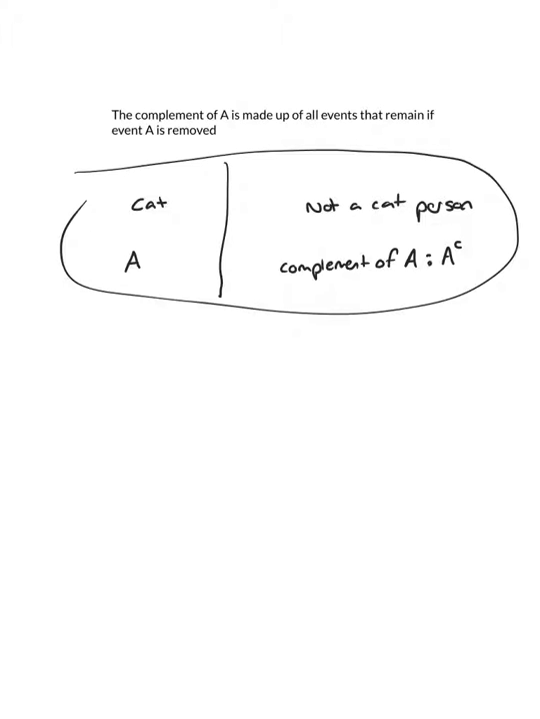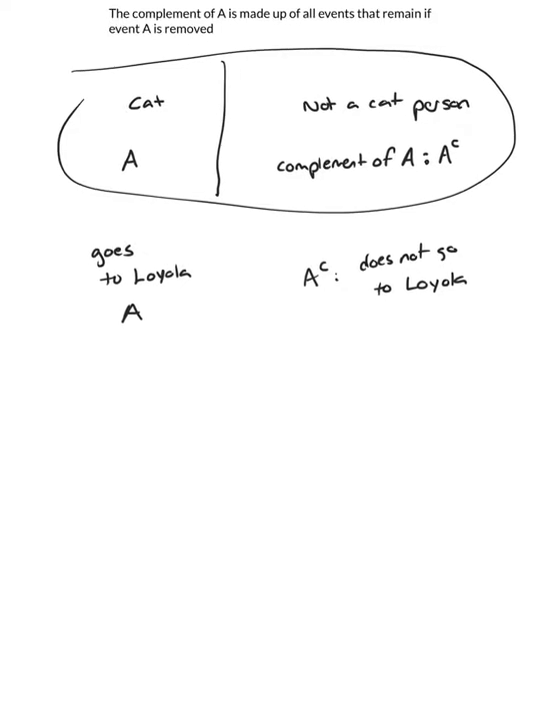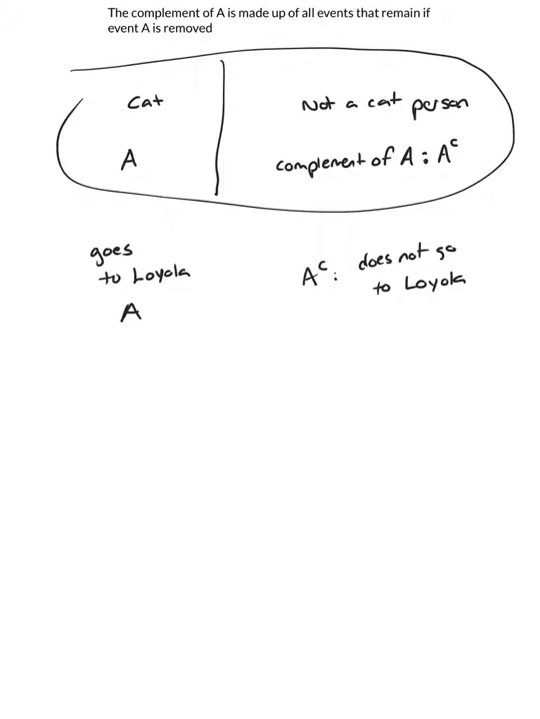So let's go ahead and try a couple different examples. Okay, so if I say someone goes to Loyola, I want you to think about what the complement of that would be. That is, if this is A, the complement would be does not go to Loyola. That is, when we're talking about complements, we're really just talking about this whole idea of having an opposite. Now, these examples are pretty straightforward, so let's make it a little bit more complicated here.